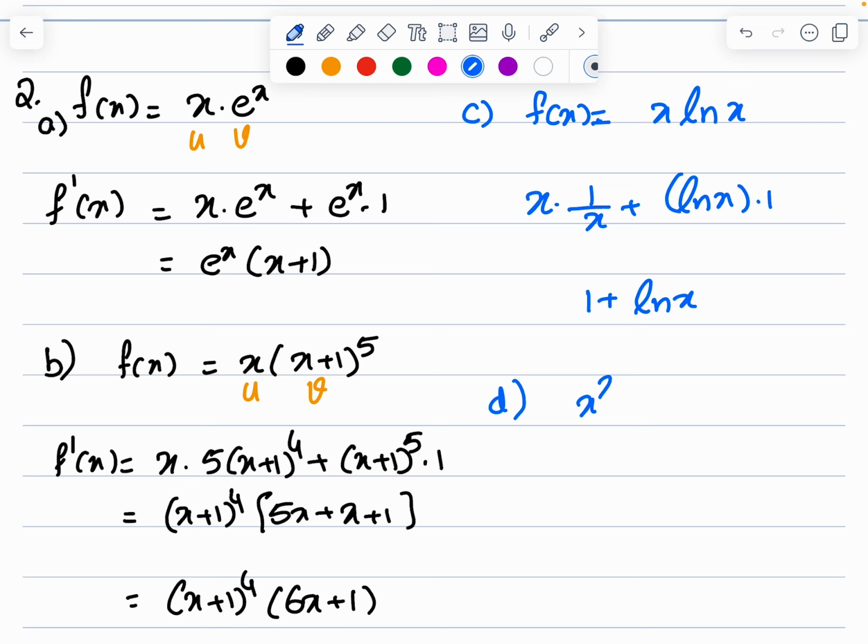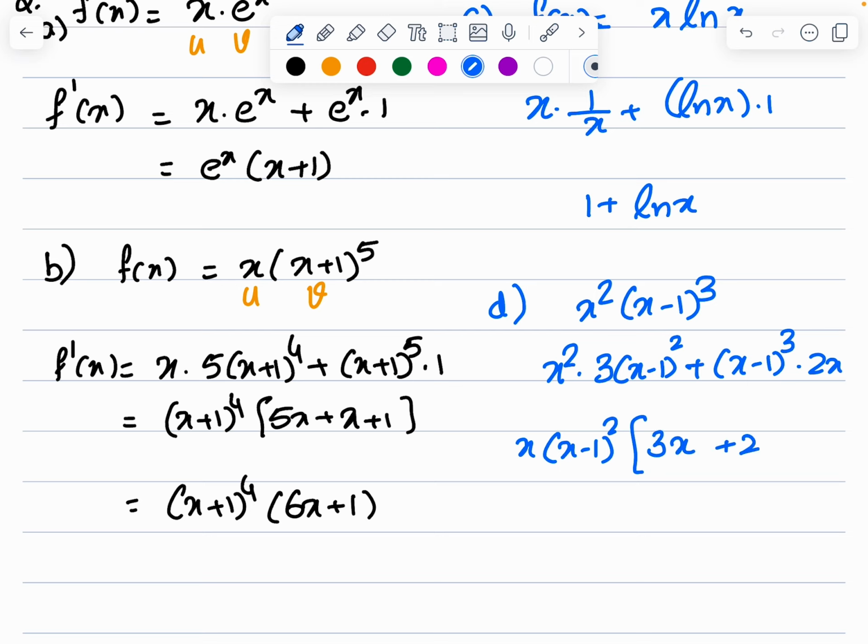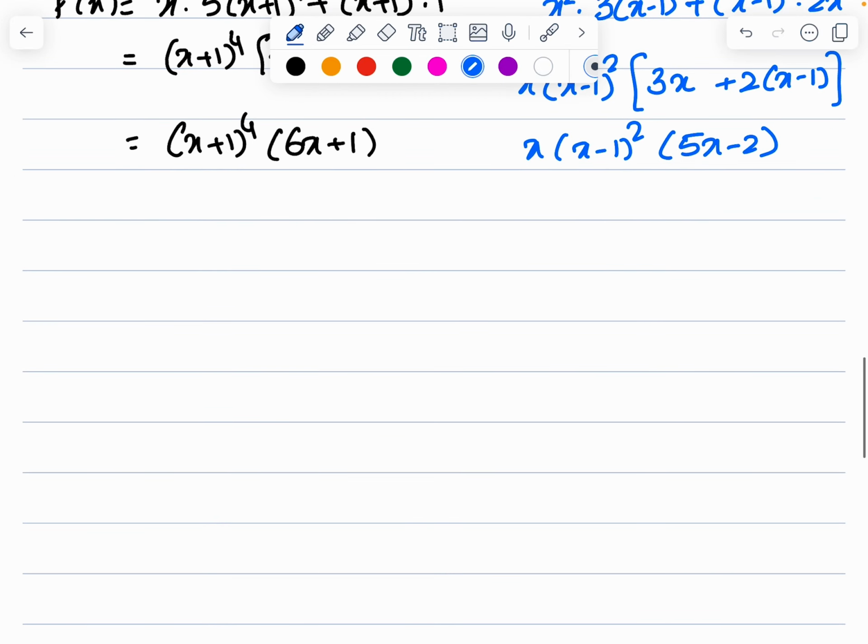Part D, x square times (x minus 1) whole cube. So for that, x square as it is times (x minus 1) whole cube derivative is 3(x minus 1) whole square. Next time (x minus 1) whole cube as it is, x square derivative is 2x. So what am I going to take out? I can take x common and (x minus 1) whole square common. So 3x is left over, 3x plus 2 and one more (x minus 1) is left over. So when I simplify this one, x times (x minus 1) whole square times (5x minus 2). Don't forget to simplify it. That is part D.